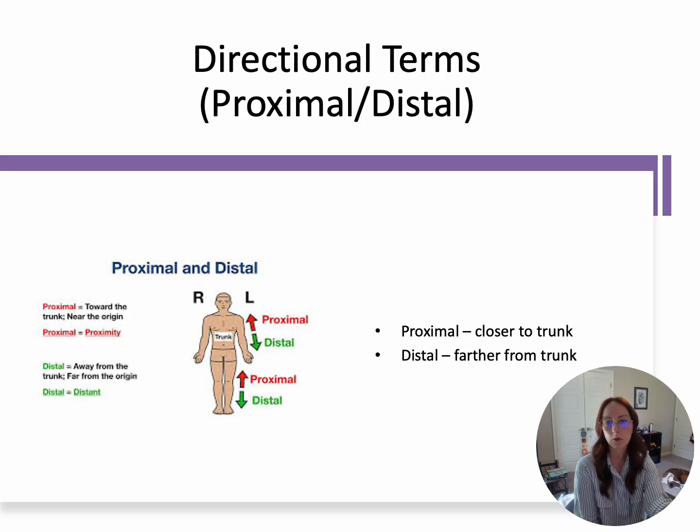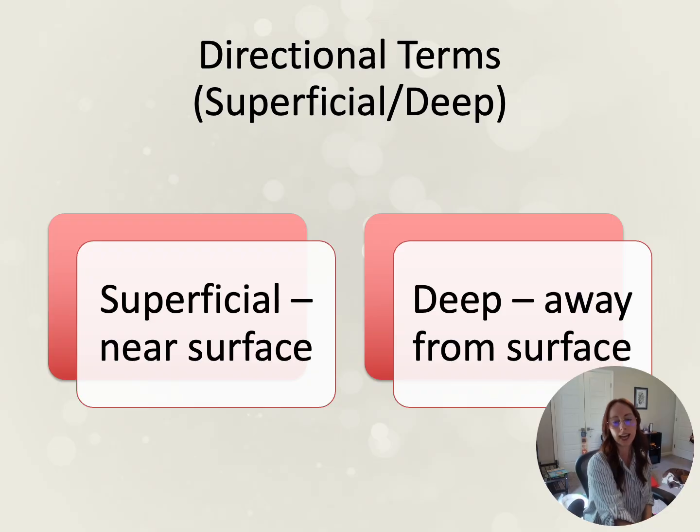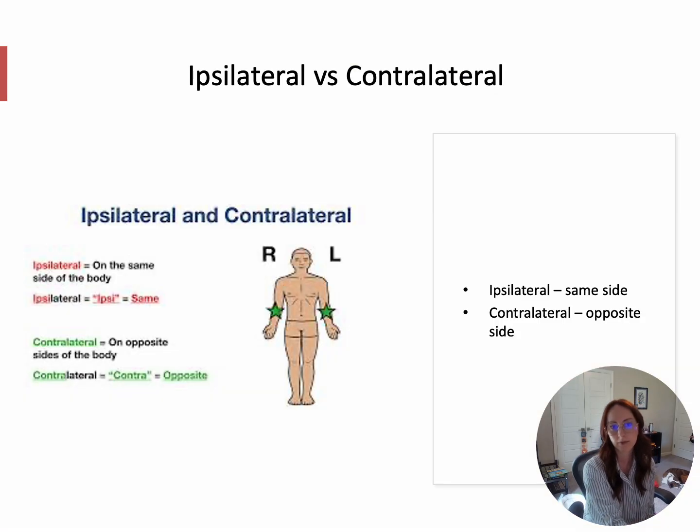And then we have proximal and distal, being able to describe where on the body these joints are. Proximal is closer to the trunk, distal is further away from the trunk. For example, your elbow is proximal compared to your wrist, because the elbow is closer to your trunk than your wrist. And then we also have superficial and deep. Superficial is near the surface, and deep is further away from the surface.